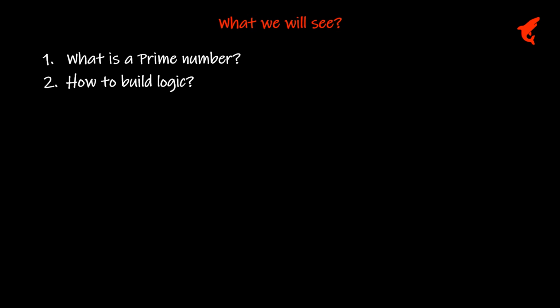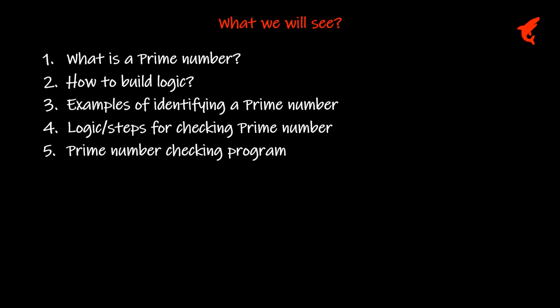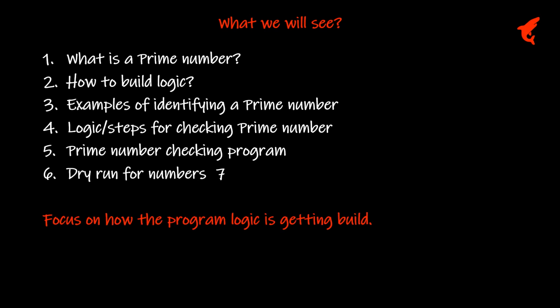We are going to see here. First, what is a prime number? Next, how to build logic to implement the program for identifying a prime number. Next, some examples of finding a prime number. Next, steps for identifying a prime number. Next, the actual prime number identifying program. And finally, dry run for number 7. So let's begin. And remember to always focus on how the program logic is getting built.